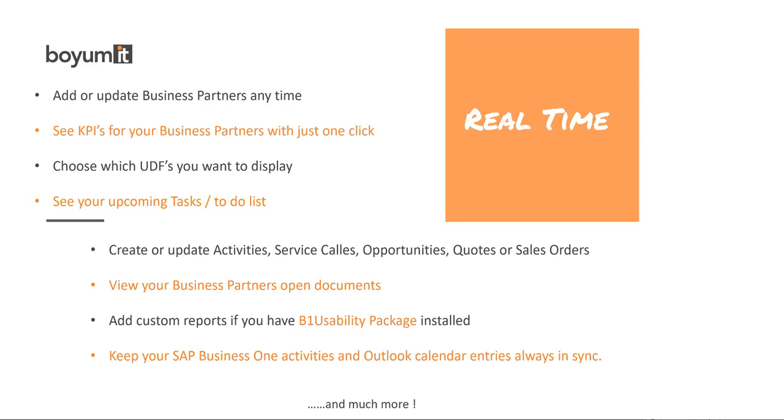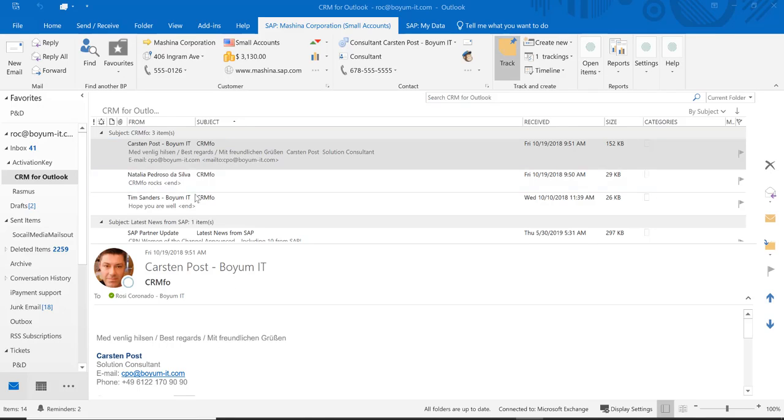So now let's go into the system and show you how it works. Here is my Outlook, and you see I have an email highlighted, and on top you have two more tabs. One is the Business Partner tab, and one is the My Data tab, and I will get to the My Data tab in a little bit. CRM for Outlook recognizes Carsten's email address, that he is a contact with Machina Corporation, and it pulls up the business partner information.